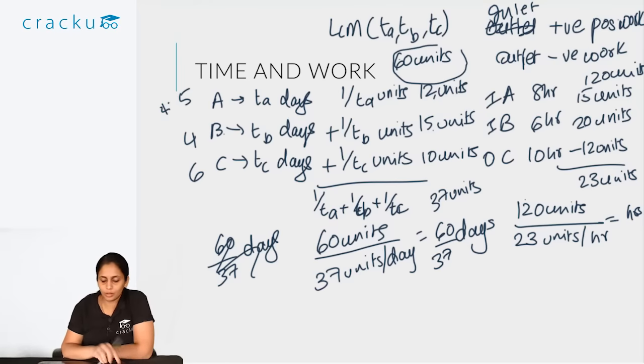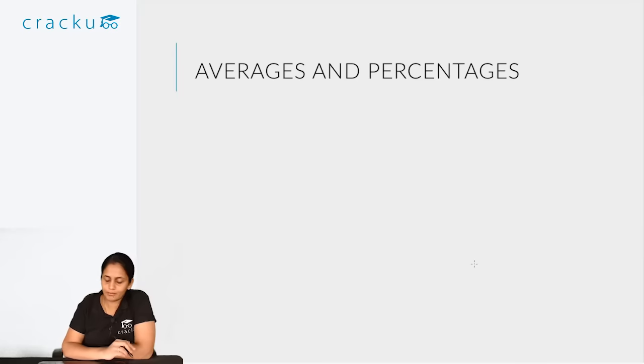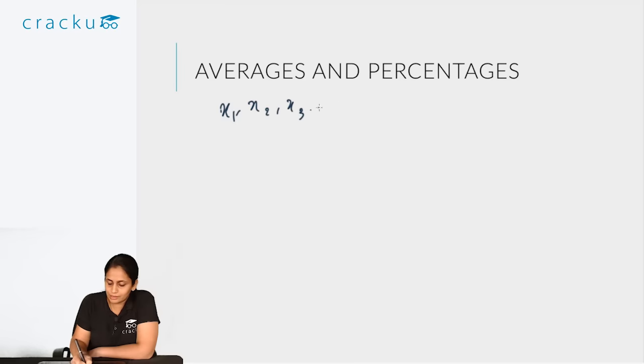So now let's move on to the concept of averages and percentages. These are very fundamental concepts and easy to remember, but it is essential that you know the formulas well. Average is basically an arithmetic mean. So the average of n terms x1, x2, x3 till xn is basically defined as the sum.